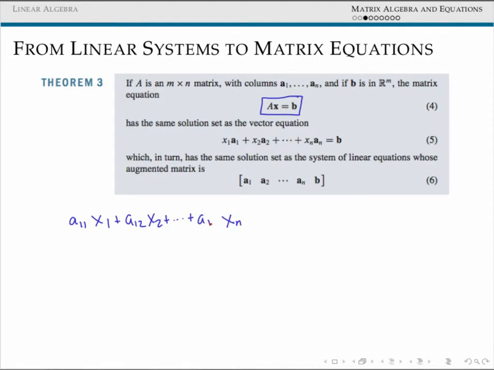up to A1n xn is equal to B1, A21 x1, A22 x2, up to A2n xn equals B2. This is back to our, we had m of these equations we considered in a given linear system.